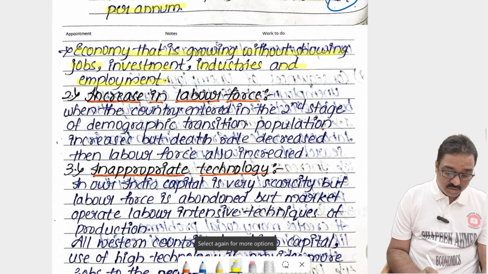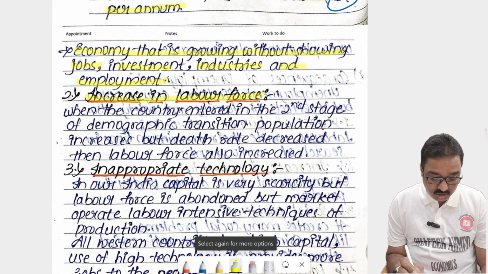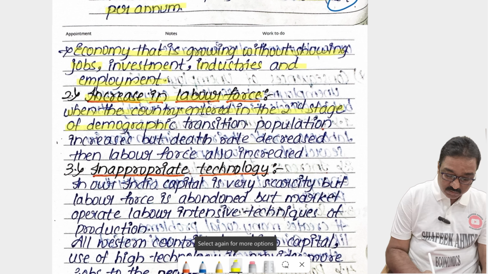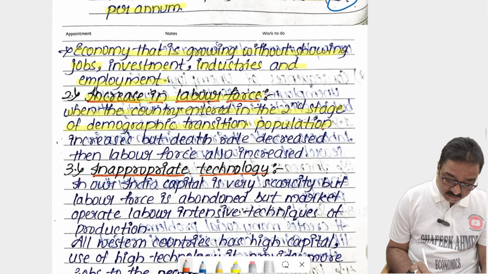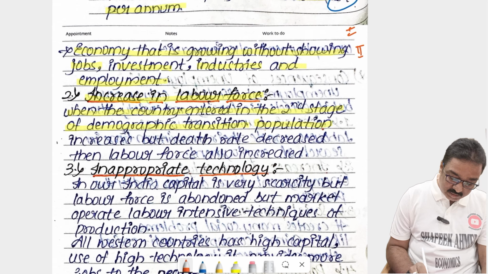And another second important cause of increasing unemployment in our country is the increase in labor force. When the country entered the second stage of demographic transition of population, you know that in the demographic transition theory there are three stages: first stage, second stage, and third stage. In the first stage, birth rate and death rate are both high. In the second stage, birth rate increases but death rate decreases. In the third stage, both birth rate and death rate decrease.